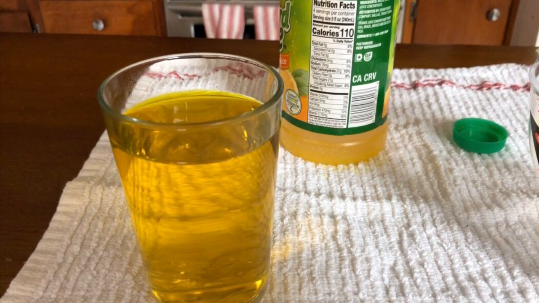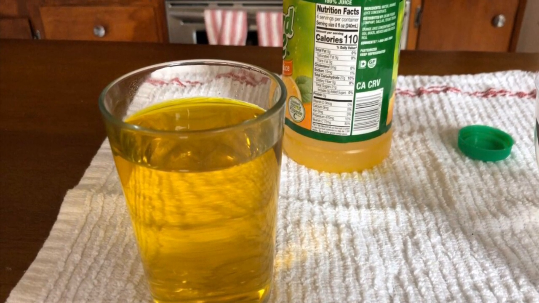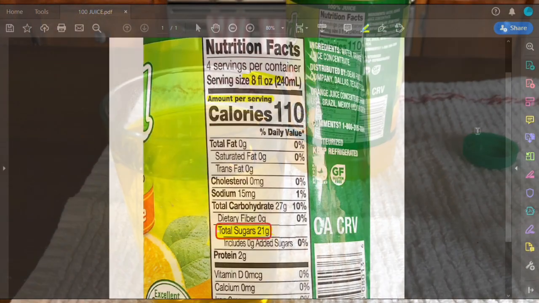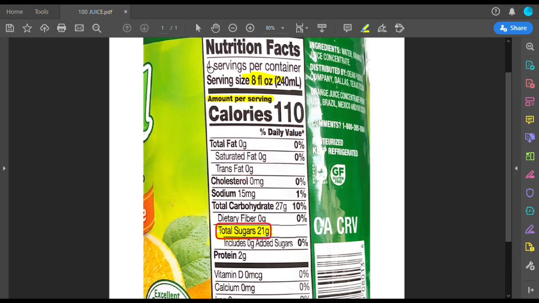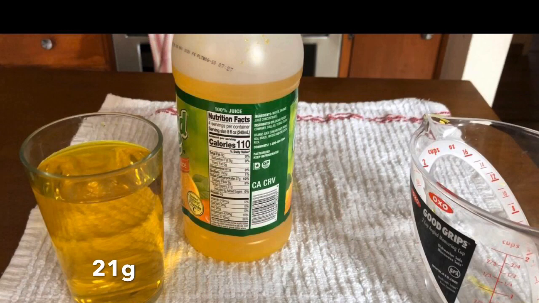This is one serving. If you were to drink this much juice, you would only be drinking 21 grams of sugar. However, I want to find the total sugar in the entire container. And according to the label, there are 4 servings in the container. That means the bottle contains the equivalent of 4 of these cups. So 21 times 4 gives us 84 grams of sugar in the bottle.